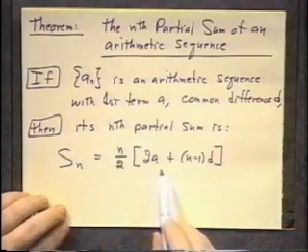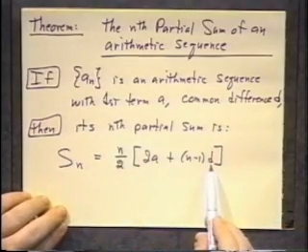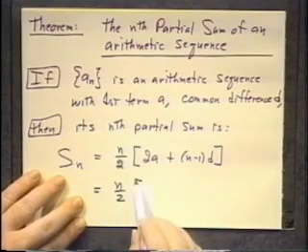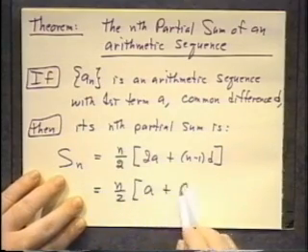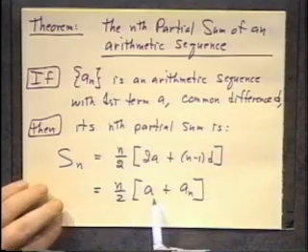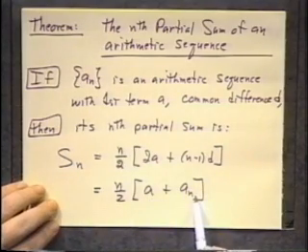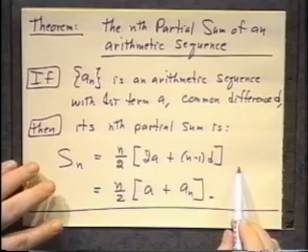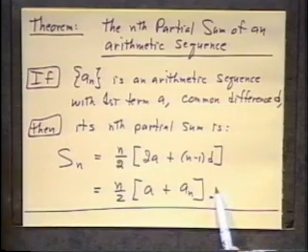Now you'd use that formula if you knew the first term and you knew the common difference. Or you can write it as n over 2 times the quantity a plus a sub n. This is a case where you knew the first term, but you don't know the common difference. You do know, however, the nth term. It doesn't matter which one you use. Either one is fine. It's just a matter of which kind of information you're currently given.